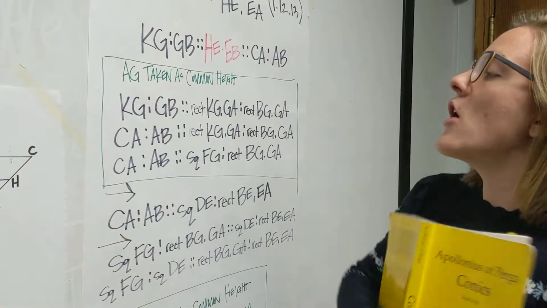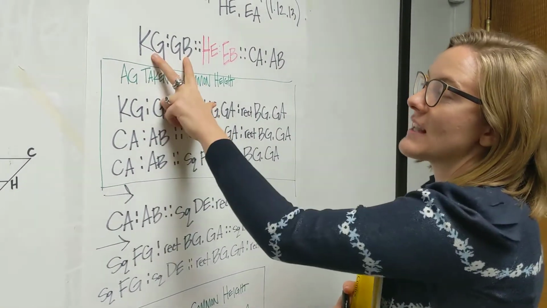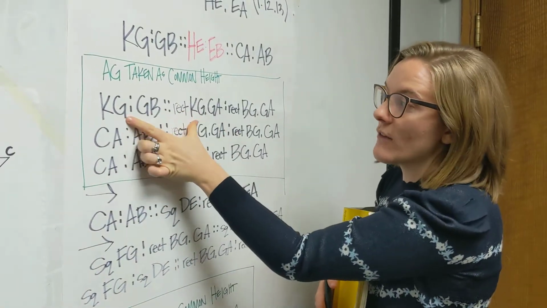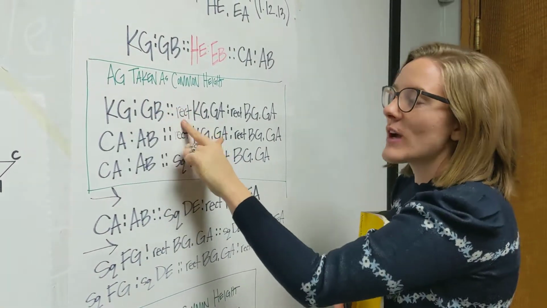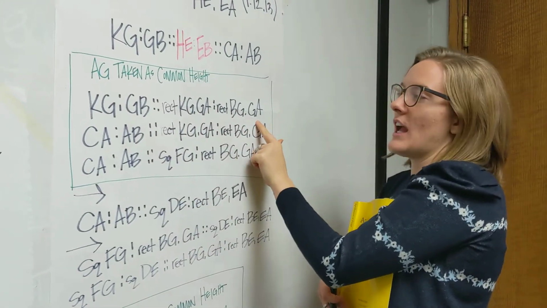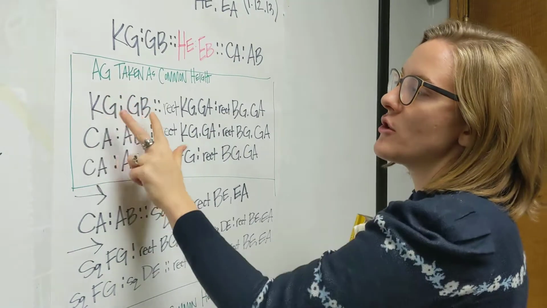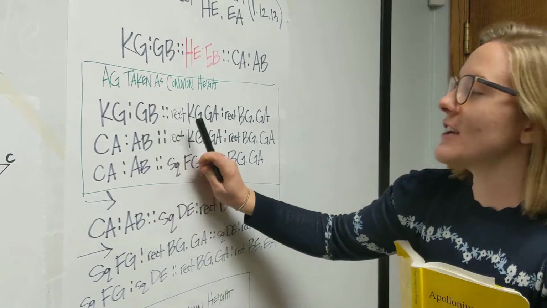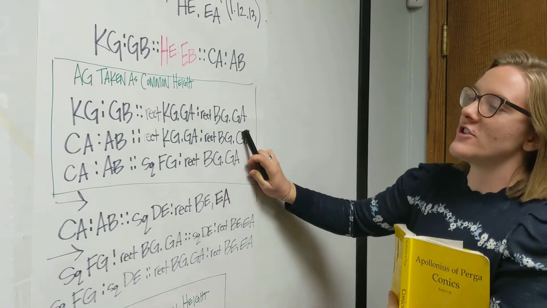as the common height. So KG is to GB, which is exactly what we have up here, as rectangle KGGA is to rectangle BGGA. So essentially we've added AG to both of these lines and made them rectangles. So KG is to GB as rectangle KGGA is to rectangle BGGA.